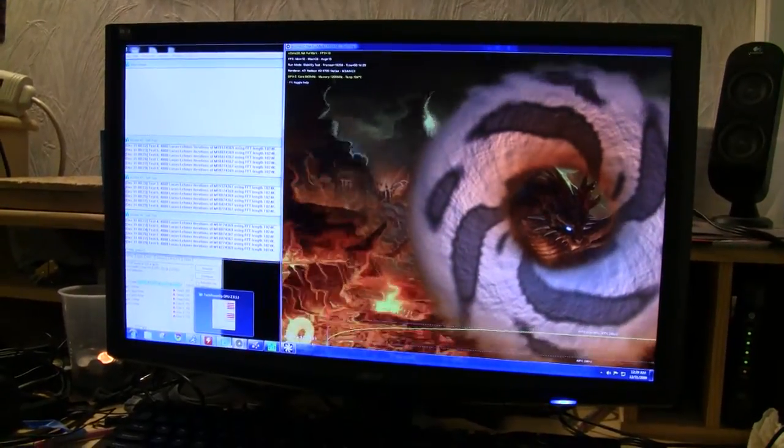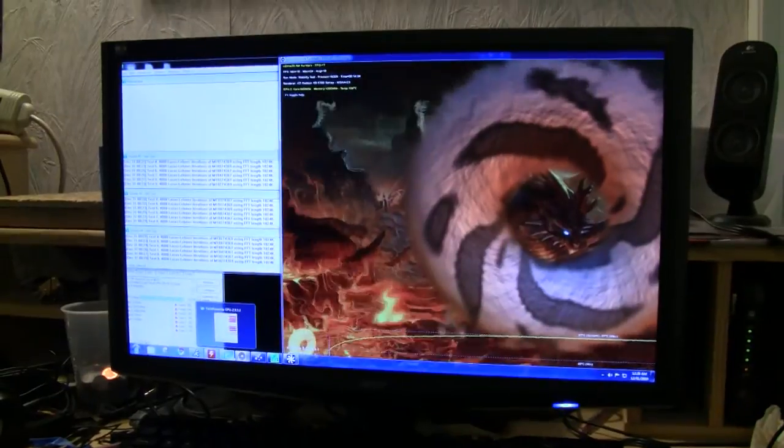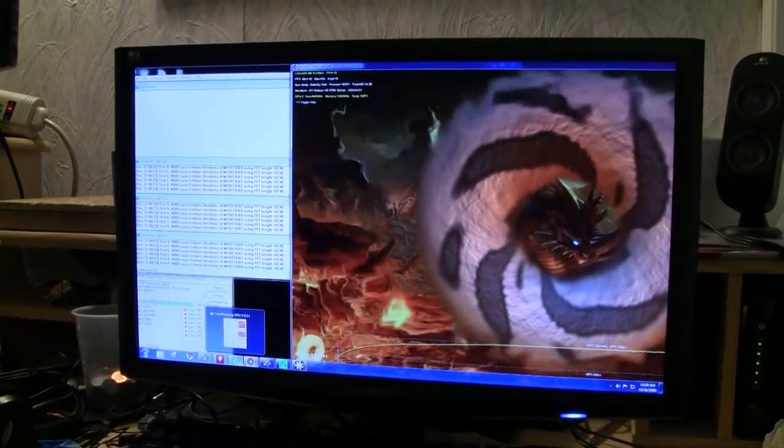Hey guys, what we're looking at is some testing of our case design project. I've had Prime95 and Furmark running for about 10 minutes now. You can see the graphics card temperature's plateaued at 87 degrees C, which is pretty reasonable within the operating specs.